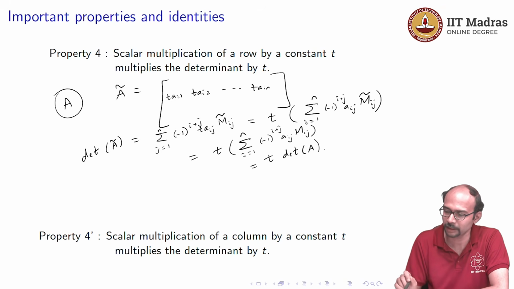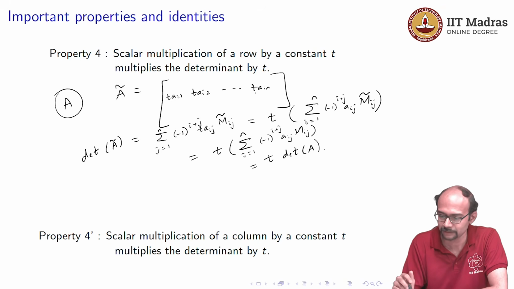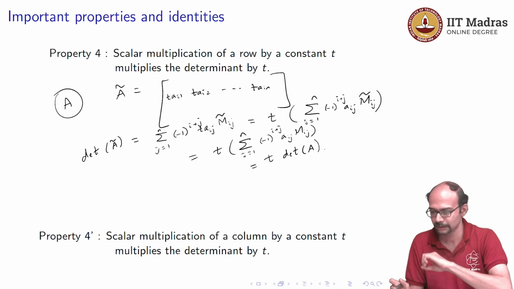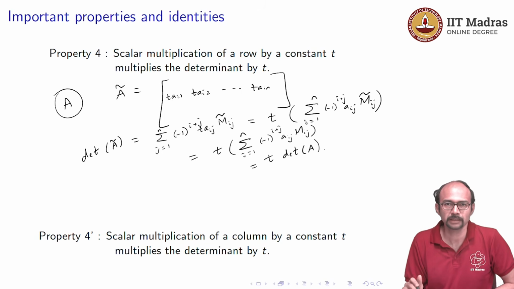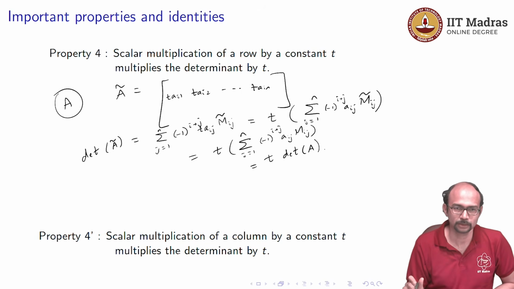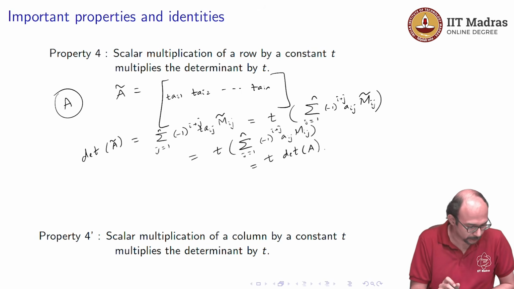The upshot is that if you multiply a particular row by t, then in the determinant it comes out. Okay, the same thing holds for columns. So I'll suggest that you check this. There you will have to expand along columns.